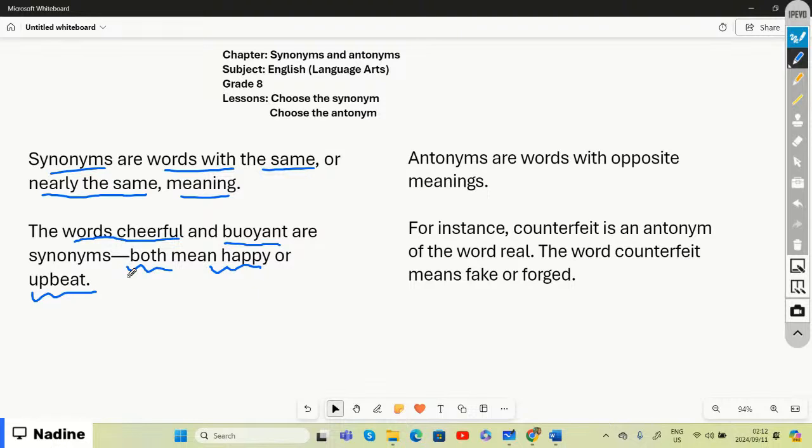And then we have antonyms. We're going to go over more examples of synonyms, and we're going to look at more examples of antonyms. But now, when it comes to antonyms, antonyms are words with the opposite meaning of another word. So synonyms are words with the same meaning or almost the same meaning, but antonyms, on the other hand, are words with opposite meaning.